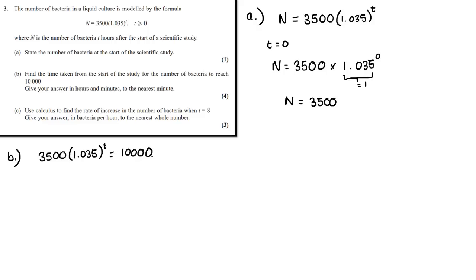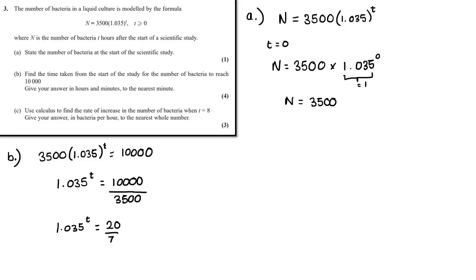Okay. Now what we're looking to do here is solve for t. So the first thing I need to do is get rid of this 3,500, and because this is multiplying, then we do the opposite, we divide by 3,500. So therefore I get 1.035 to the power of t is equal to 10,000 divided by 3,500. And if we evaluate this on our calculator, I'll just simplify it by hand. What you should get then is 1.035 to the power of t is equal to 20 over 7.